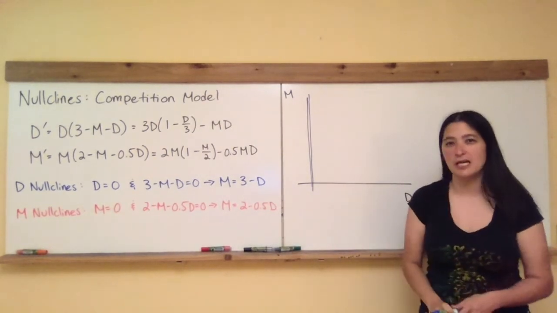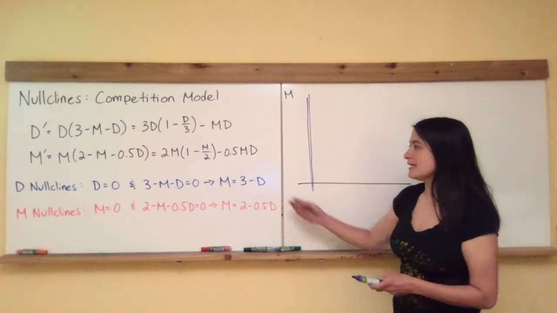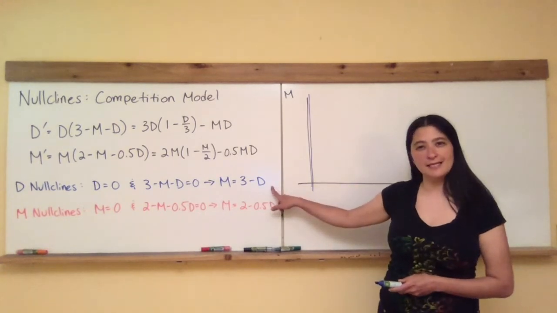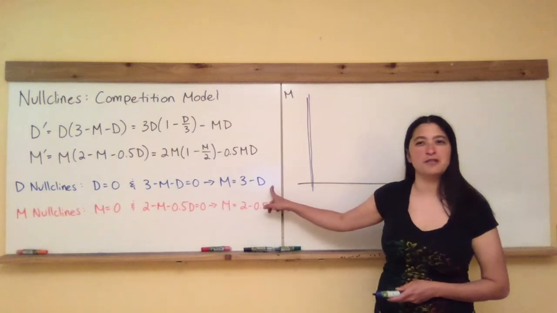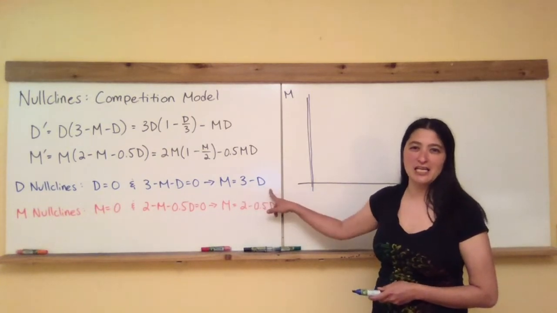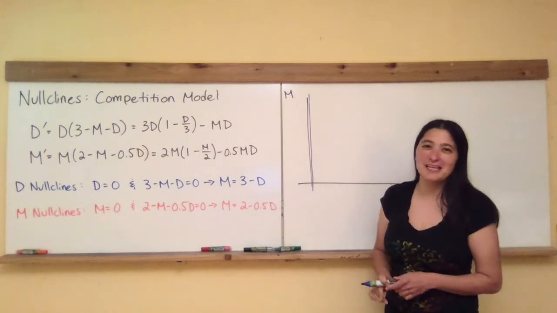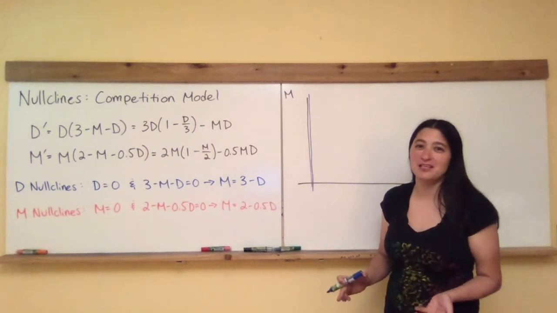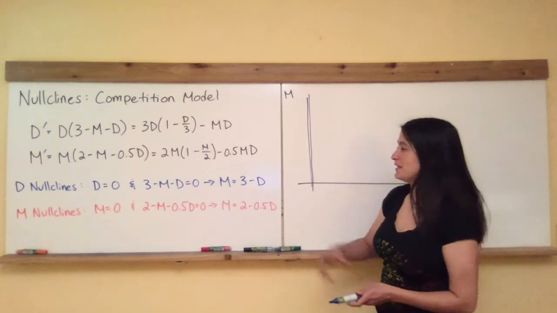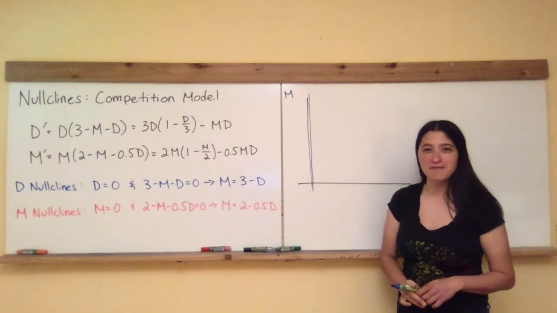I just drew it to the side a little bit, so it was a little bit easier to view. The second nullcline is, unlike the predator-prey model where they were all either vertical or horizontal lines, a line with a negative slope, and it has both an x and a y intercept. And so I'm going to have to go back to my algebra days and graph a line.